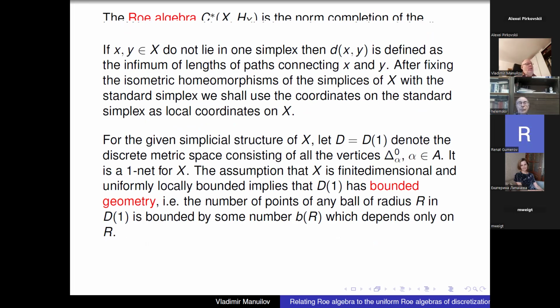So for this simplicial structure, we can take the set D, which we will write as D1, as the set of all vertices. If the size of each simplex is standard, so each edge has length 1, then this is at least a net for the space X. Our assumptions imply also that this discretization has the so-called bounded geometry, which means that the number of points of any ball of radius r in this space is bounded by some number b(r), which depends only on r, but not on the center of the ball. This condition is quite useful in the study of metric spaces at infinity.